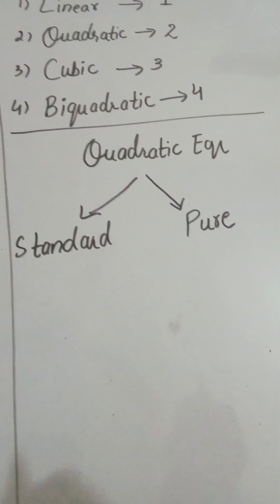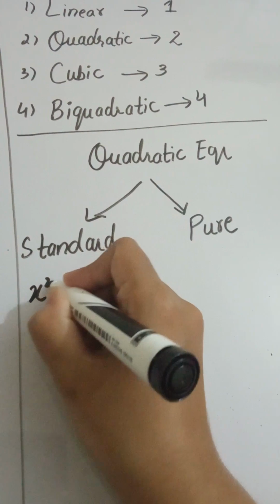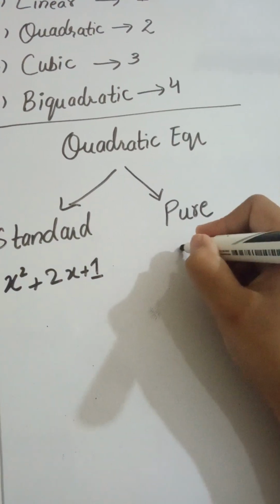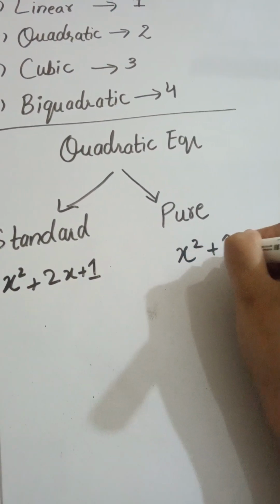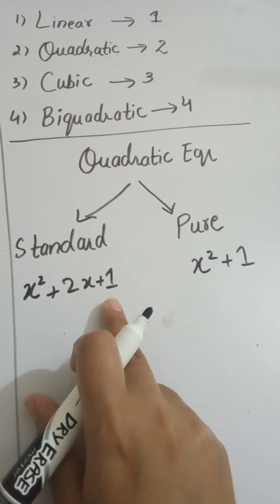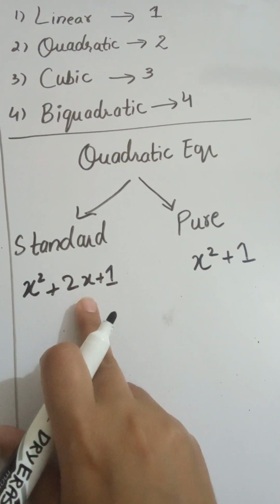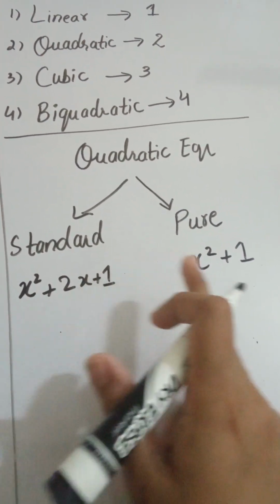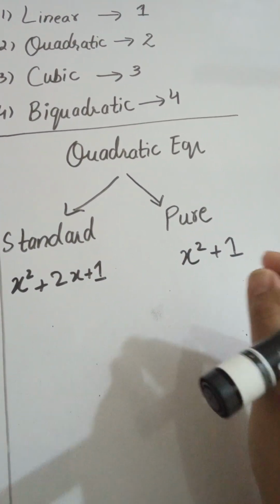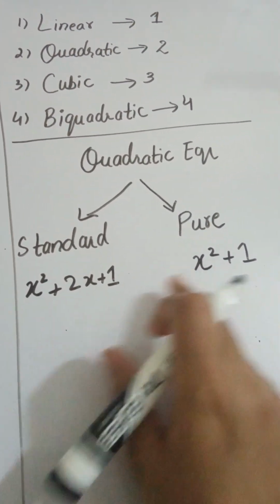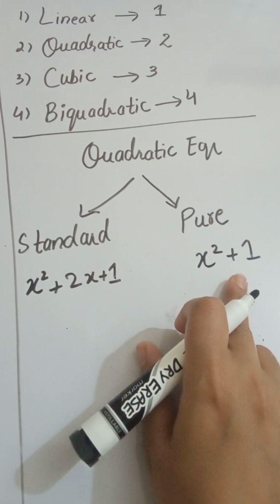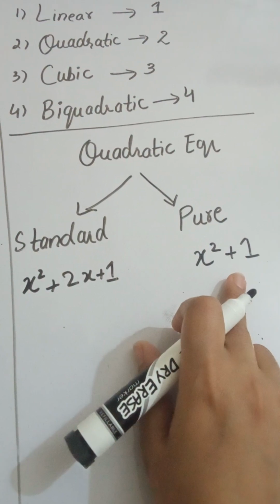It's a very simple difference. Standard quadratic equation is just like this: x square plus 2x plus 1. And pure is just like this: x square plus 1. So have you noticed that in standard quadratic equation we have all the variable powers like x power 2, x power 1, and constant, meaning x power 0. In this, the middle term, the coefficient of the variable x with power 1, is missing. So this is the major difference between the standard and the pure quadratic equation.